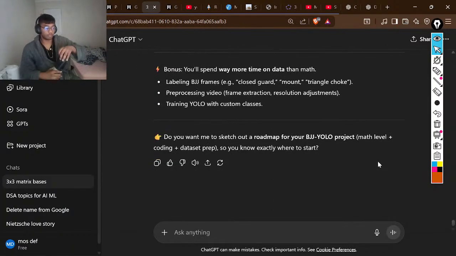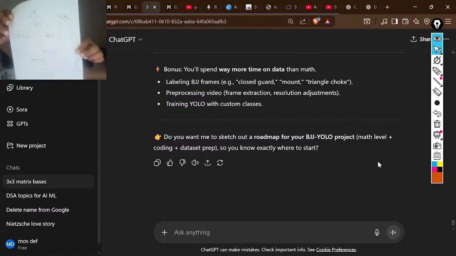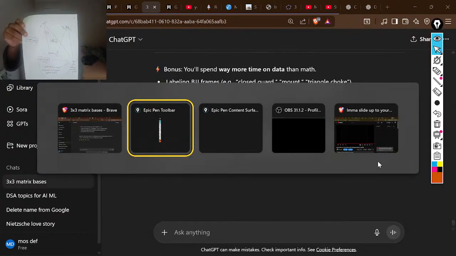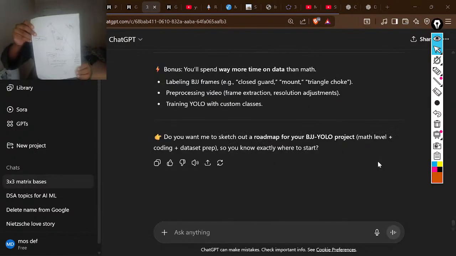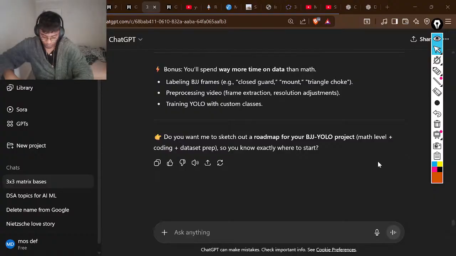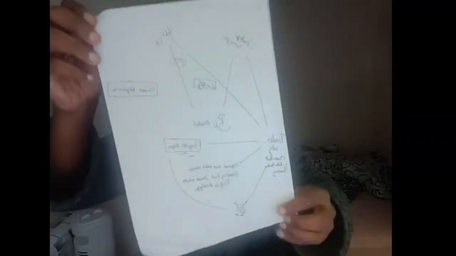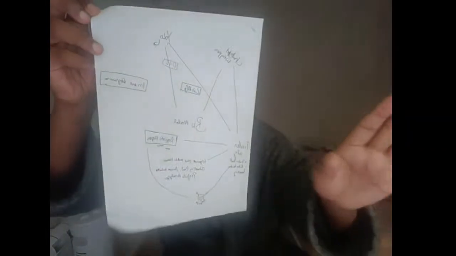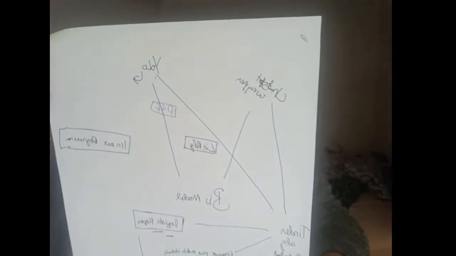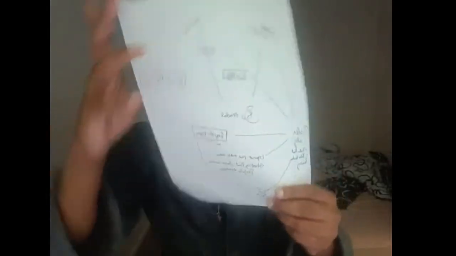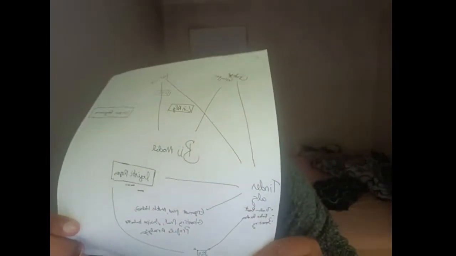Bro, I'm gonna do this. This is the grander plan. Can you guys see this? Is it inverted? No? It's inverted. Yeah, it's inverted. I don't care.